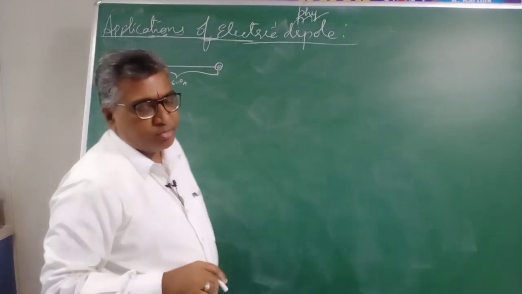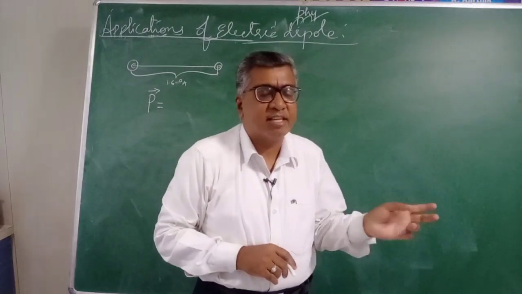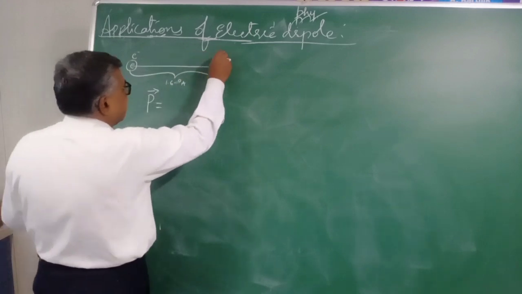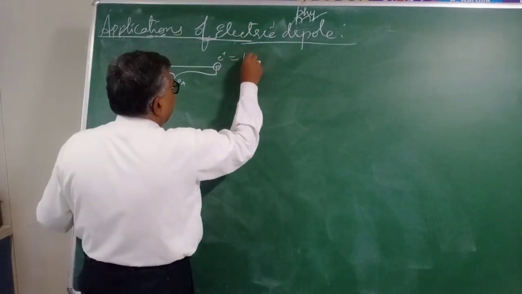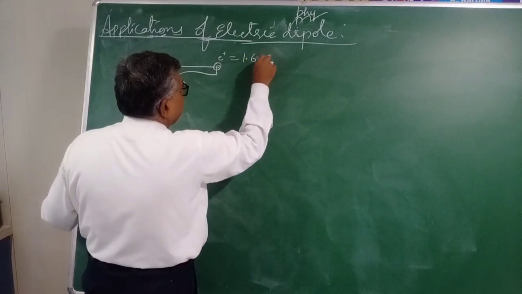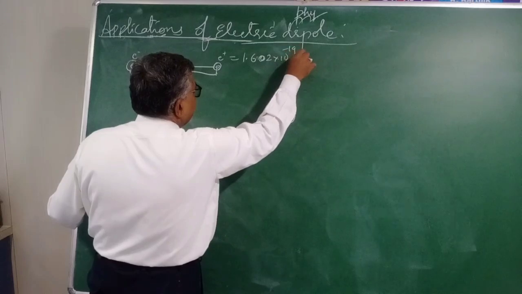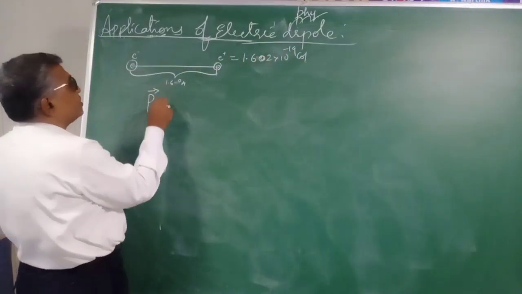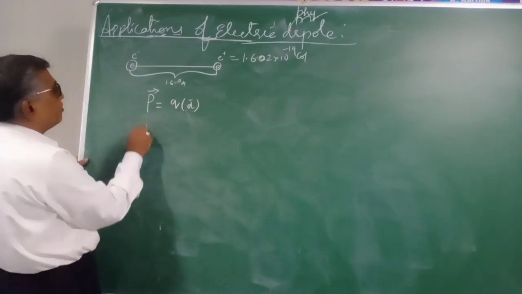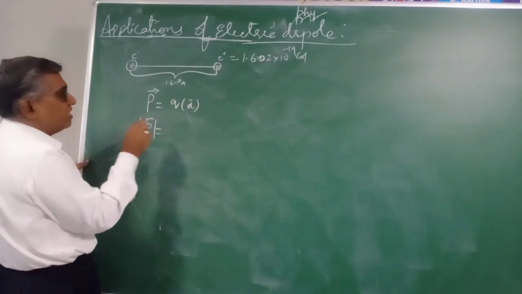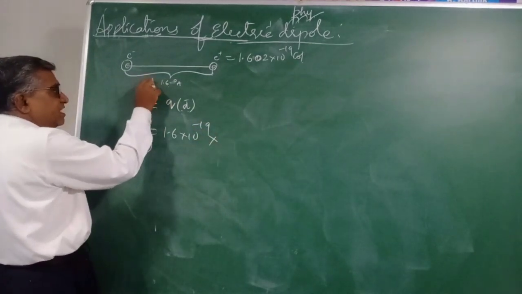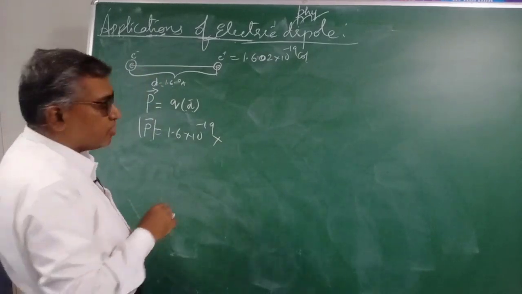According to the definition of dipole moment, it is the product of either of the charges and the separation between them. The charge of the electron and the charge of the proton, both we know, are equal to 1.602 into 10 power minus 19 coulombs. So either of the charge, so it's q into the distance between the charges. So therefore the magnitude of P is 1.6 into 10 power minus 19 into the distance between them, which is given as 1.6 angstroms.